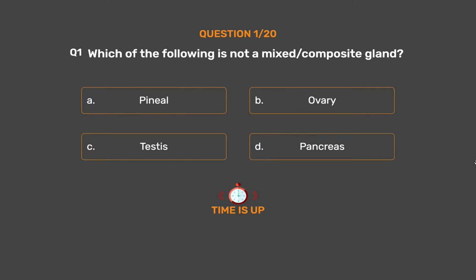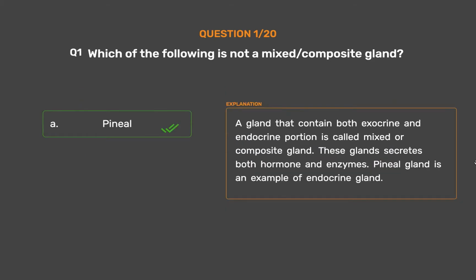The correct answer is option A. Pineal. A gland that contains both exocrine and endocrine portions is called a mixed or composite gland. These glands secrete both hormones and enzymes. Pineal gland is an example of an endocrine gland.